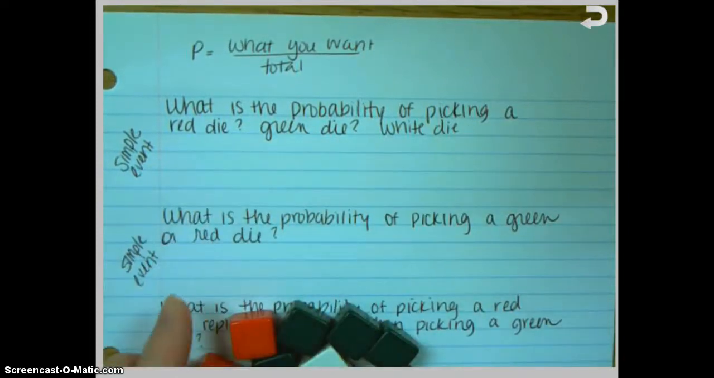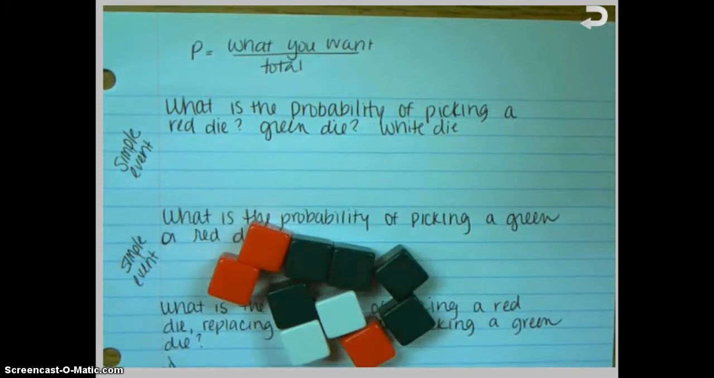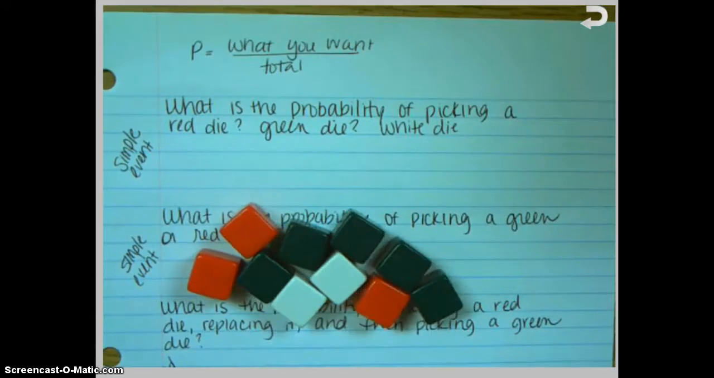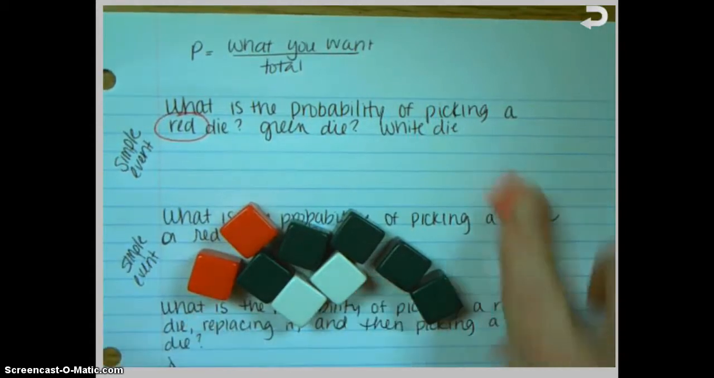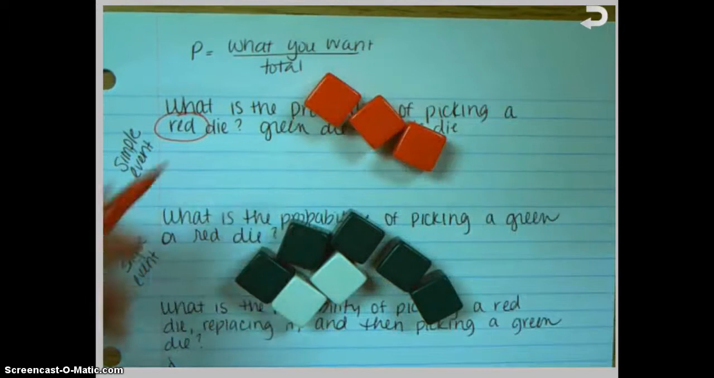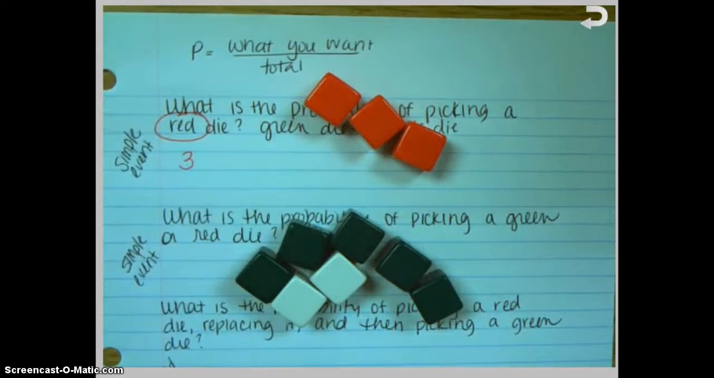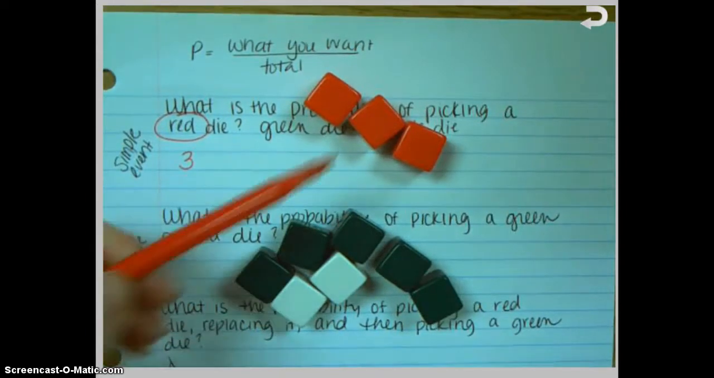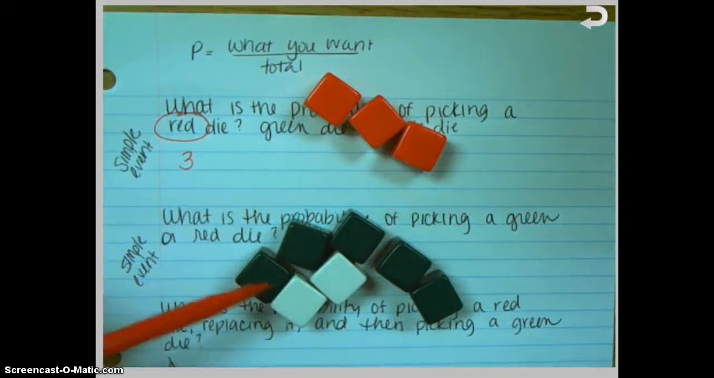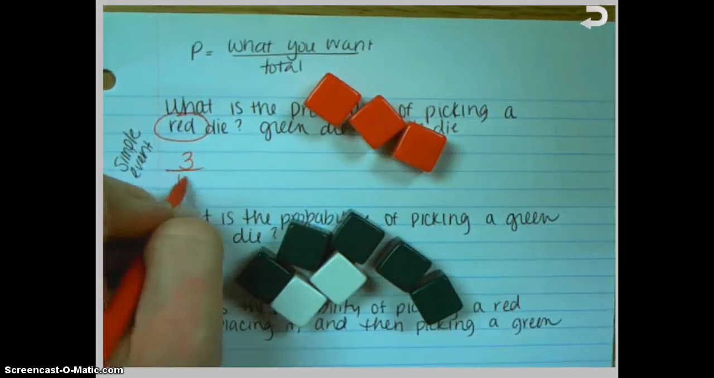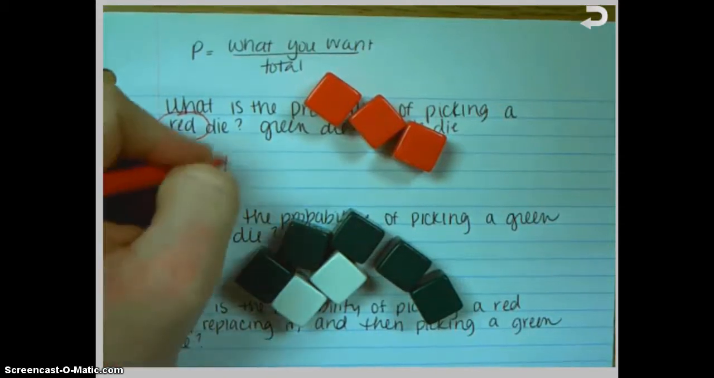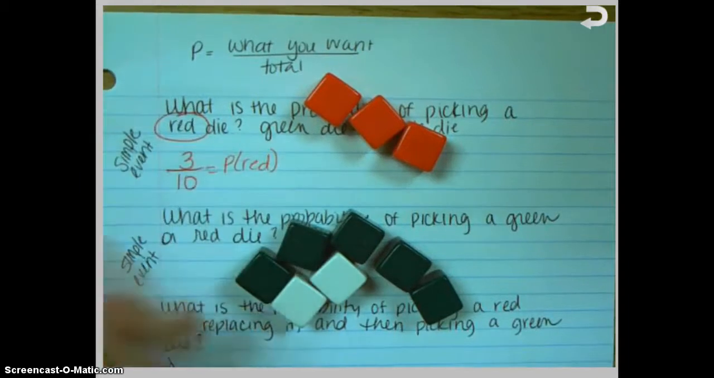So here we go. We have these die right here, or dice. And it says, what's the probability of picking a red die? So what we want is the red. So first of all, you have to figure out how many red do I have. 1, 2, 3. So what I want is the 3 red. Then I have to think about what I need as far as the total. How many do I have total? 1, 2, 3, 4, 5, 6, 7, 8, 9, 10. So my probability of picking red would be 3 out of 10.